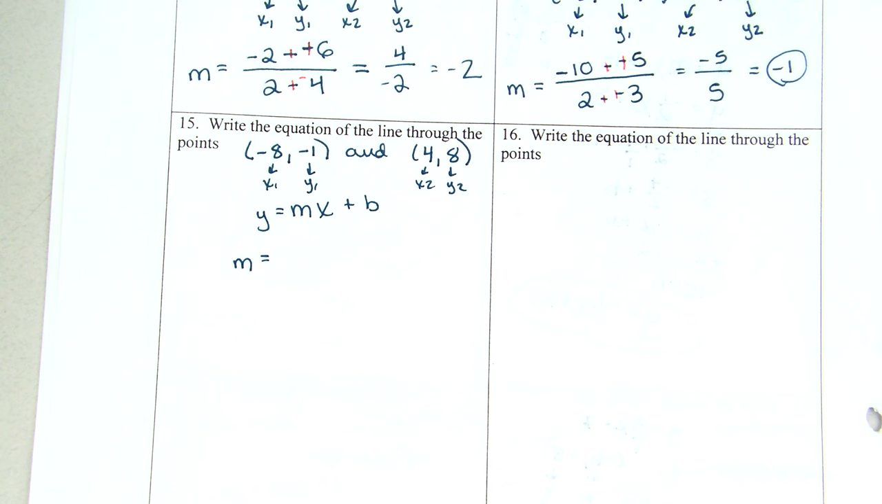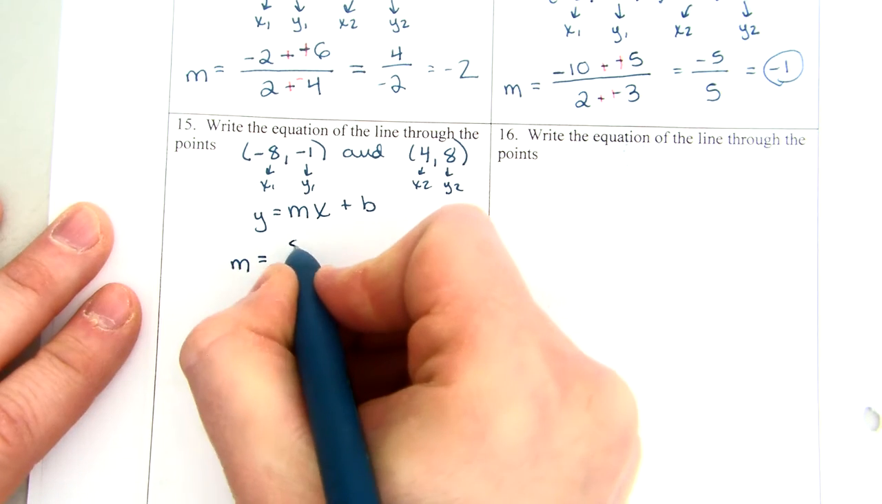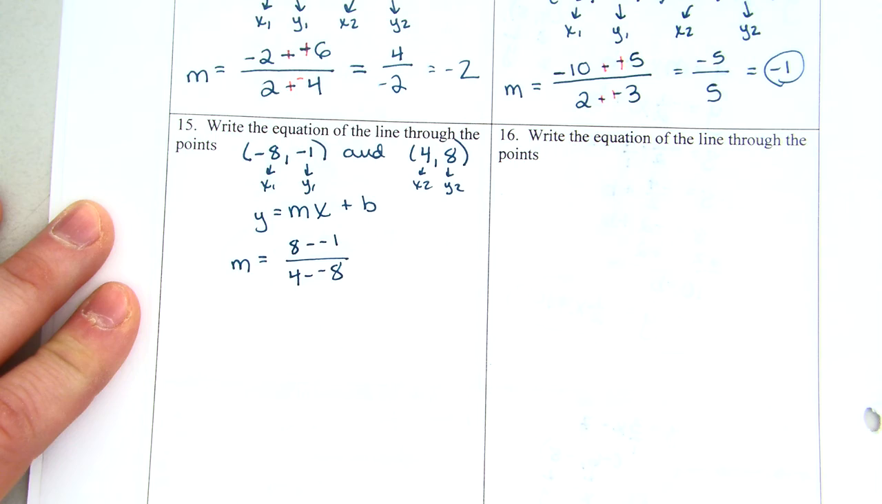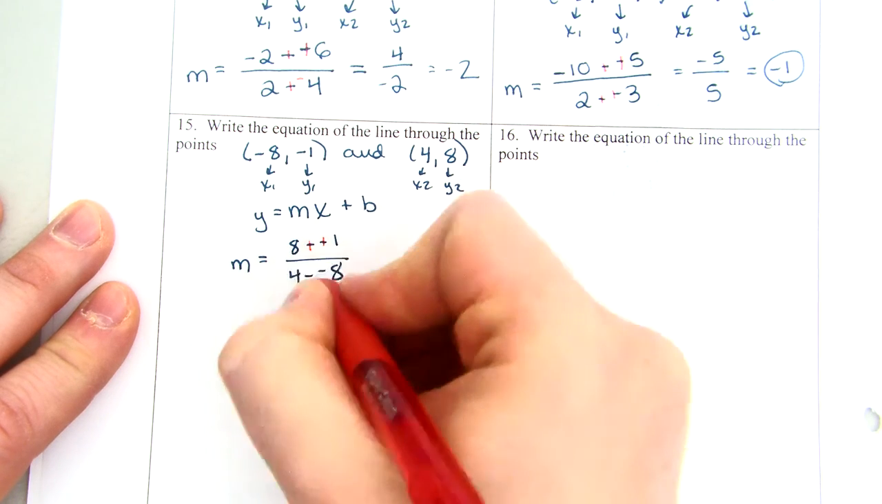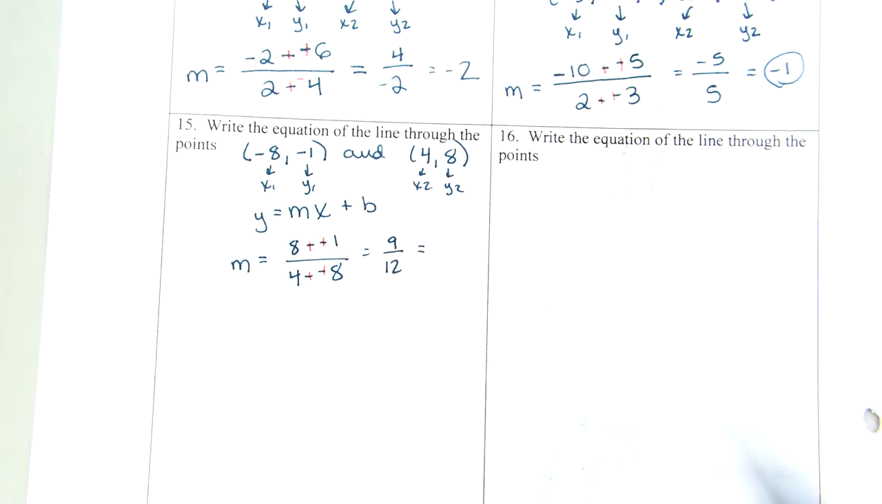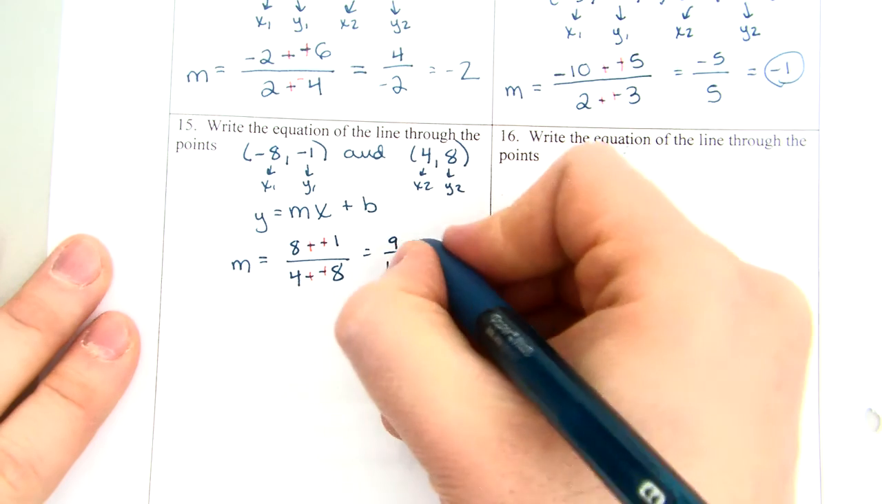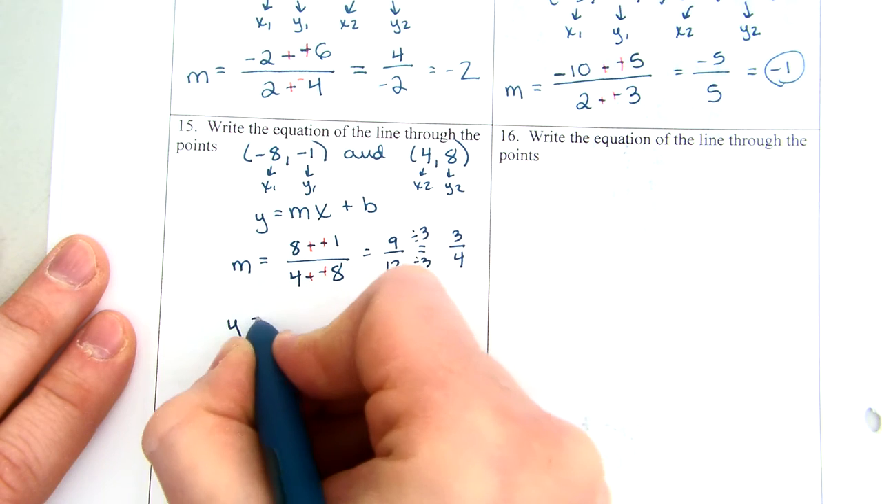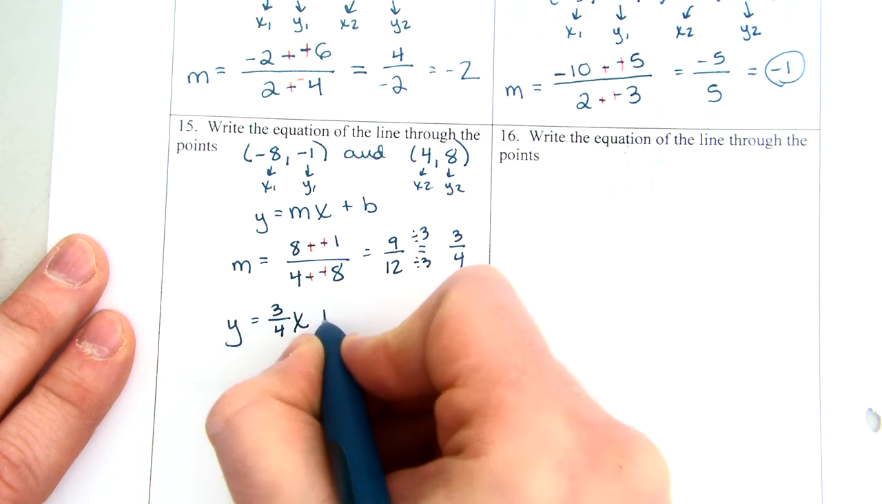Good. So we're going to go use that formula we used over here. I like it. So, we should have 8 minus -1 over 4 minus -8. I'm getting 9 over 12. And then what can I divide them both by? 3. 3 over 4. Y equals 3/4 x plus b.